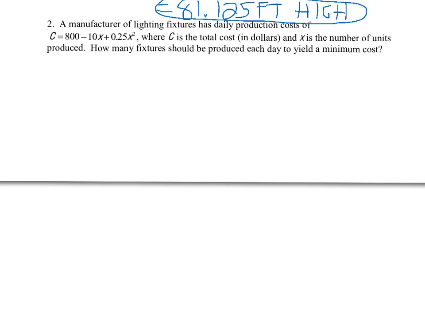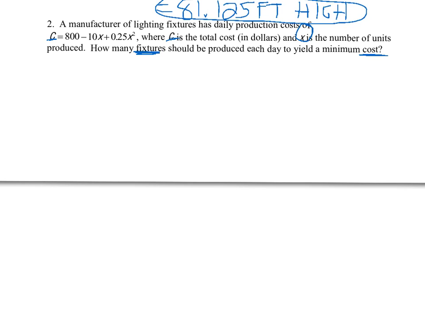So what we're actually finding here, it just says how many fixtures. That actually is just X that we're going to find. To yield the minimum cost, well, cost is C. That basically is your Y value. We really don't have to find it. We just have to find the X value. So all you have to do here is negative B over 2A.